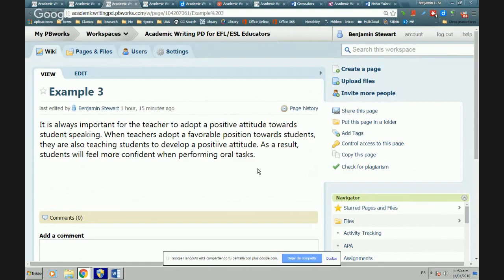It's always important for the teacher to adopt a positive attitude towards the student speaking. So the observation is to avoid "always" and "important." Why? And "always." Maybe in few words, how would you explain to a student? You say, no, don't use that. And they say, well, why? Why not? I like it. What's wrong with that? How would you explain that?